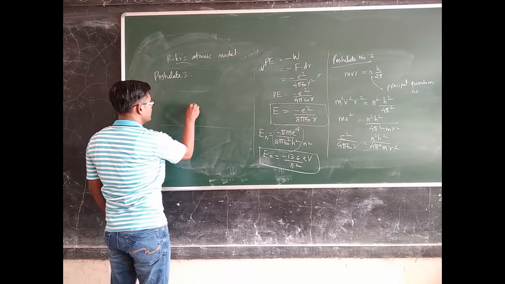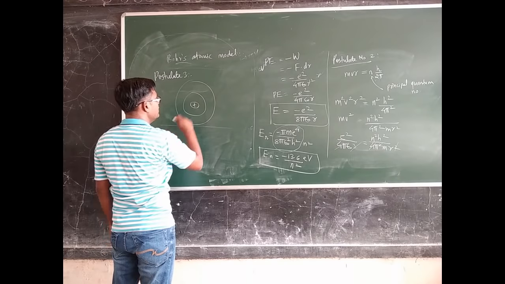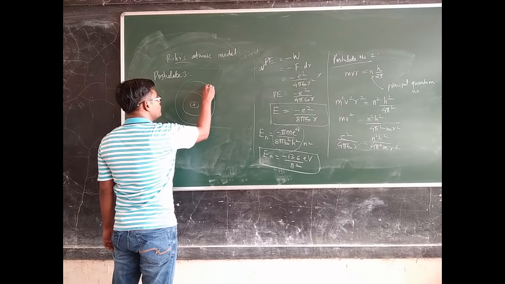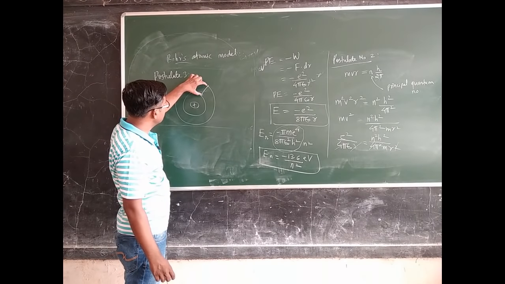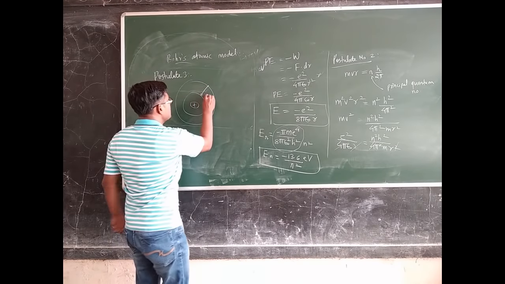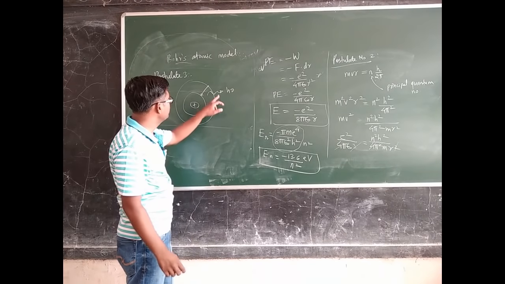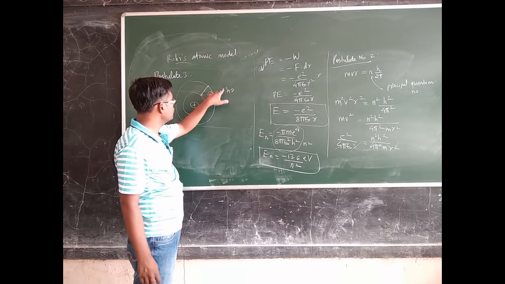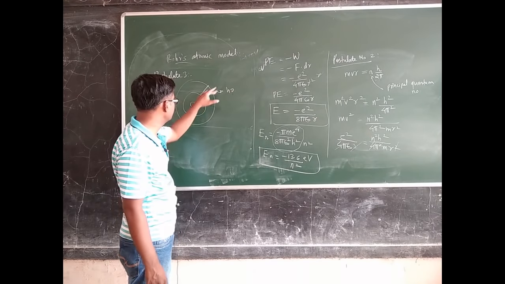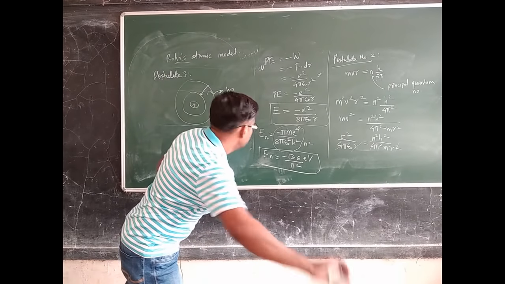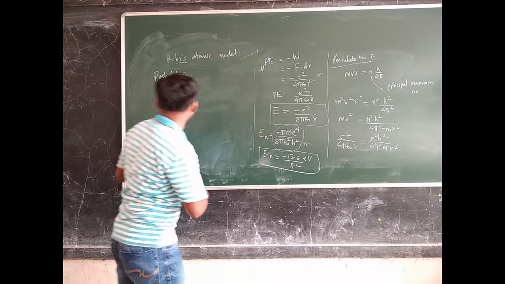Suppose that this is the nucleus, this is the first energy level, and this is the second energy level. If the electron jumps from the second energy level to the first energy level, then only the difference of these two energy levels will be emitted in the form of photons. These photons are nothing but electromagnetic waves, and this electromagnetic wave will have energy given by h into nu, where nu is the frequency of that wave. So this emitted photon energy will be equal to the difference in the energy levels.